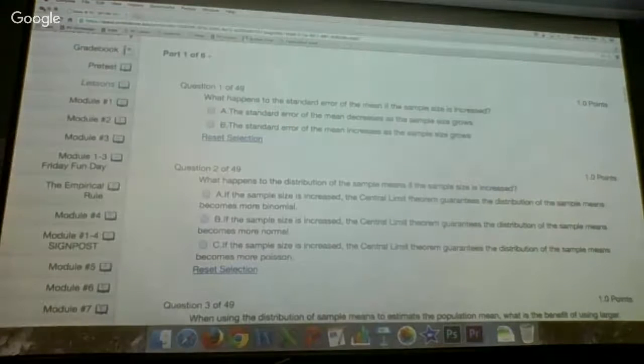Question number 1, 1 out of 49. What happens to the standard error of the mean if the sample size increases? Send that to the projector. Standard error of the mean. What's the symbol for standard error of the mean? The symbol, Stephen. Sigma with an X bar. Sigma sub x bar. And how do you calculate that value? What's the formula?